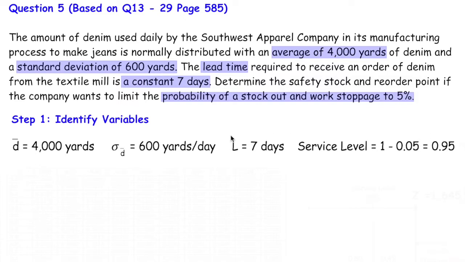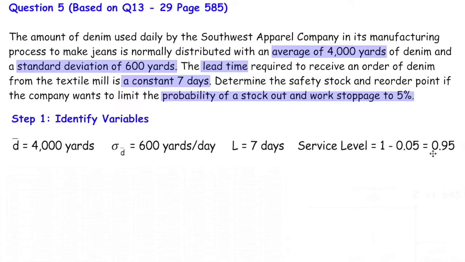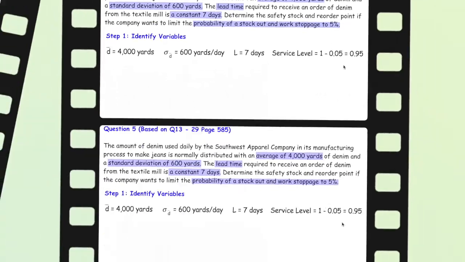And now that we've done that, we've identified the variables that are offered. The next thing that I would do is use this 95% service level and determine the corresponding Z-score for this service level. I remind you that the service level simply represents the probability that the firm is going to be in stock. And so if there's a 5% risk of a stockout, that's why the complement is the service level, the probability that there isn't a stockout.